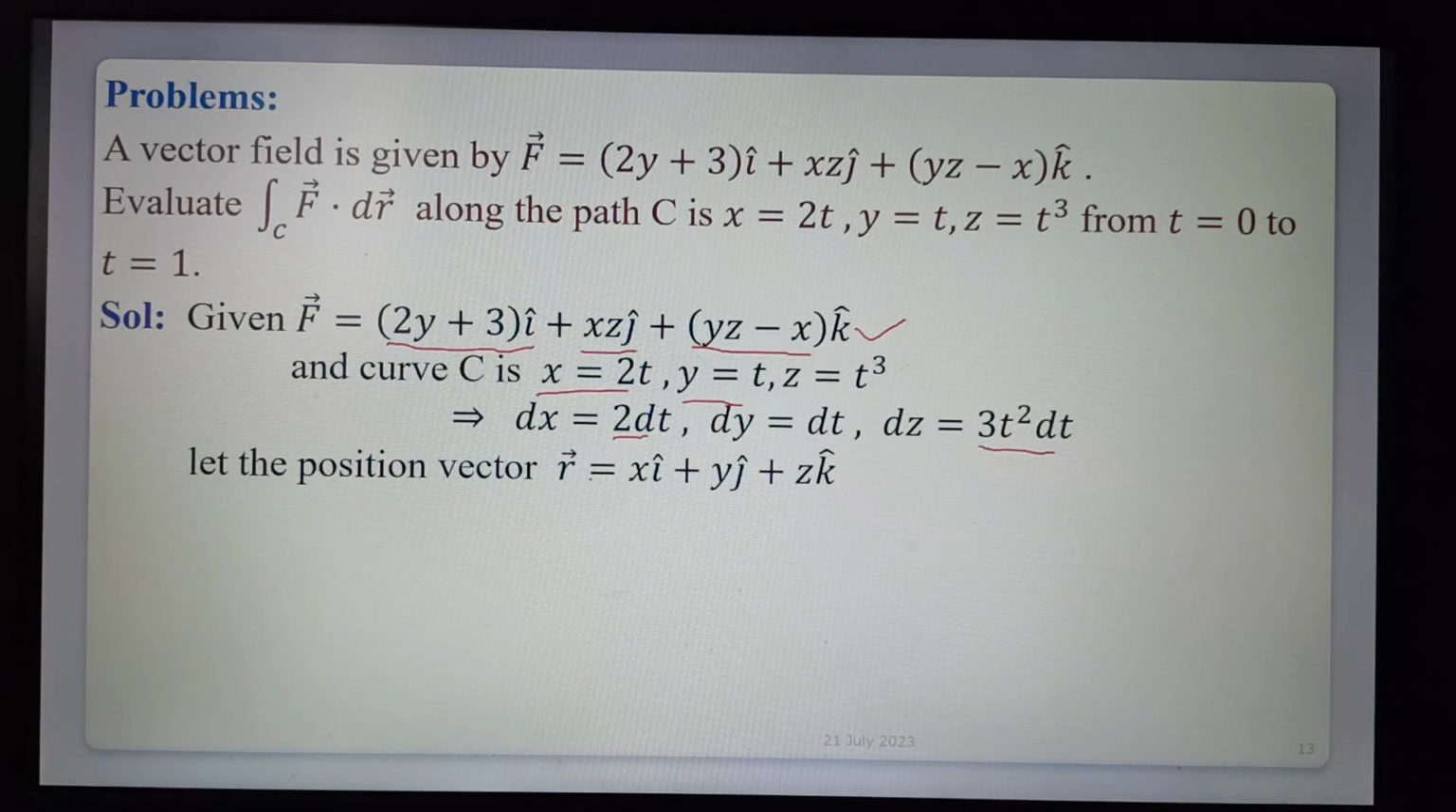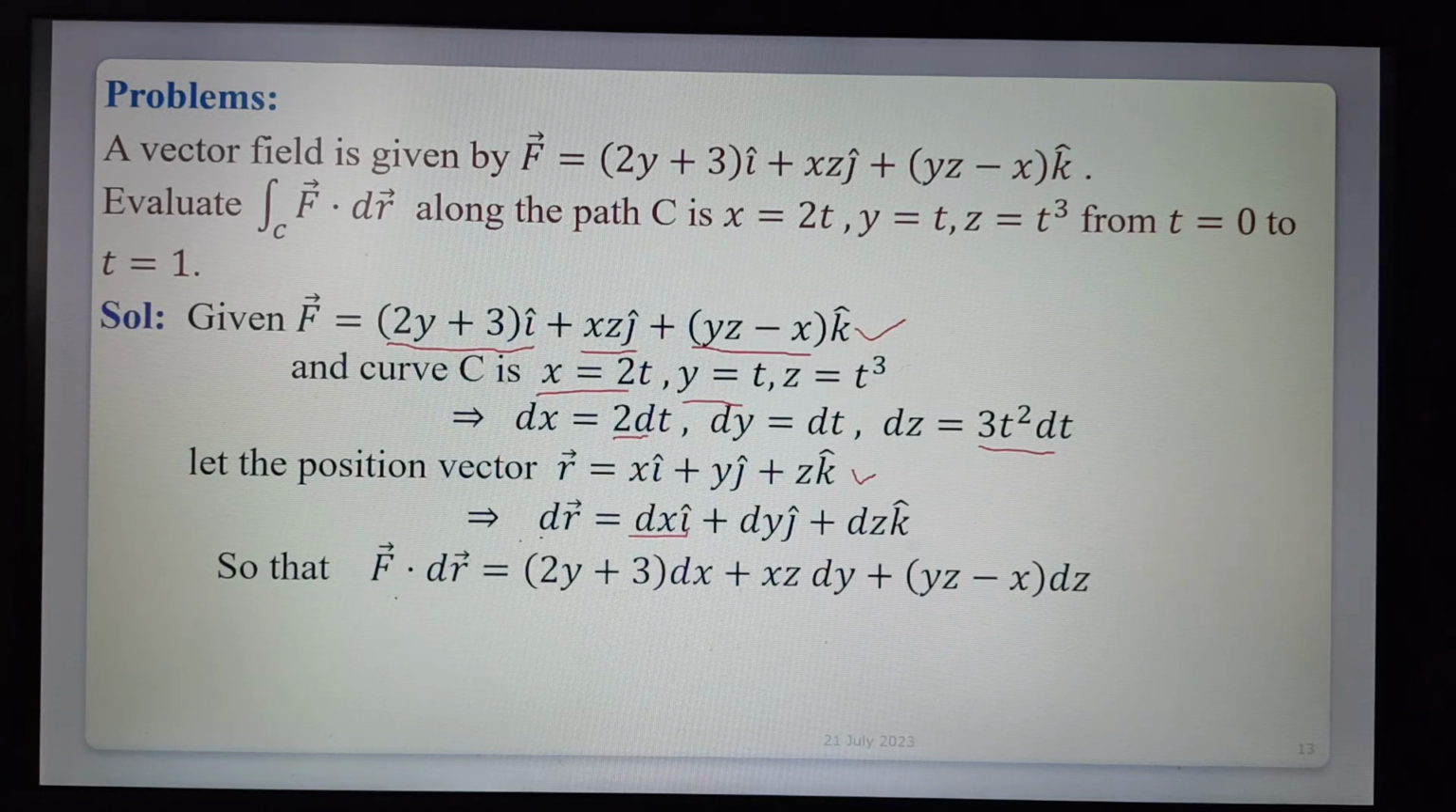And let the position vector r bar be r bar is equal to xi plus yj plus zk. Now finding the differentiation, dr bar is equal to dx i plus dy j plus dz k. Now finding f bar dot dr bar. That is the dot product, i dot i plus j dot j plus k dot k together, of the two vectors f bar and dr bar. That is equal to (2y plus 3) into dx plus xz into dy plus (yz minus x) into dz.